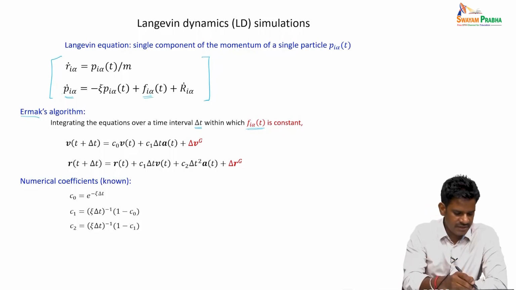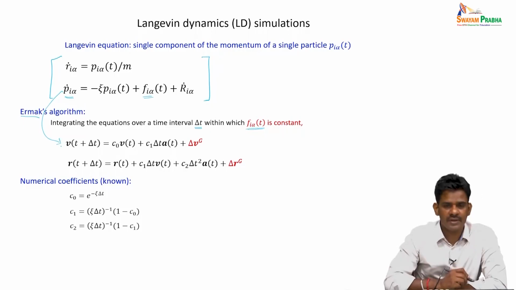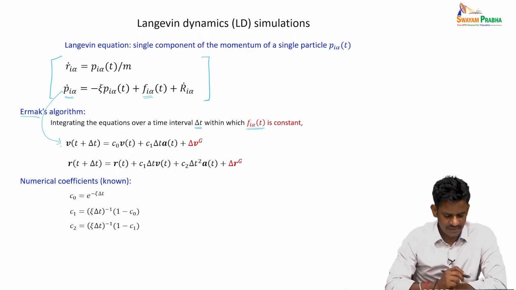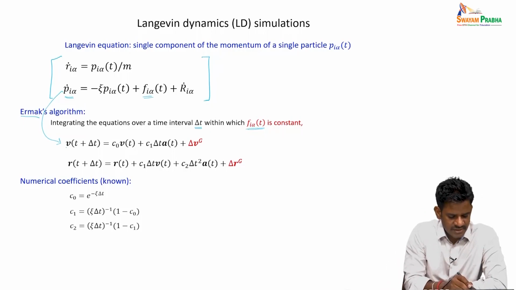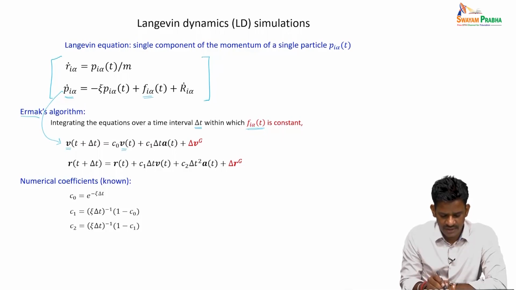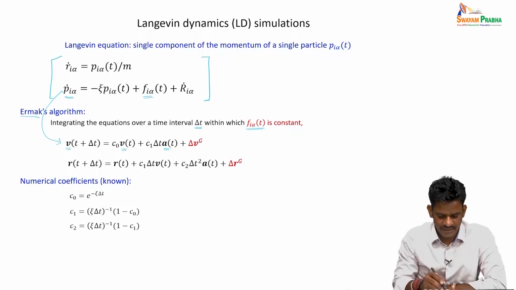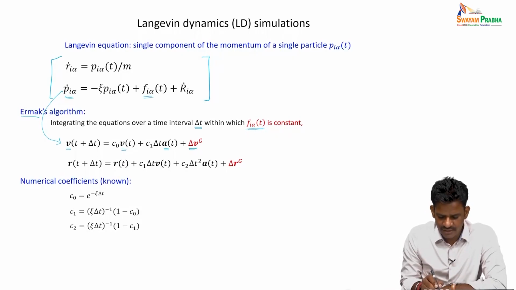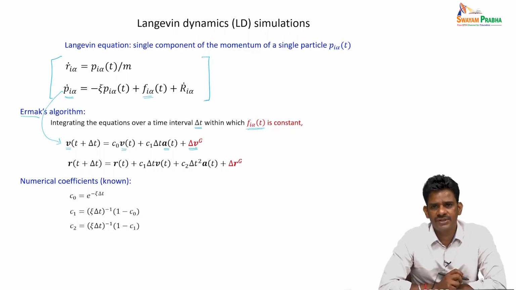And then you take this equation and integrate in time. When you do that, you can write the next time step velocity using the current time step velocity and the current acceleration. This acceleration comes from the force, and then there is an additional contribution to the velocity via the random contribution.